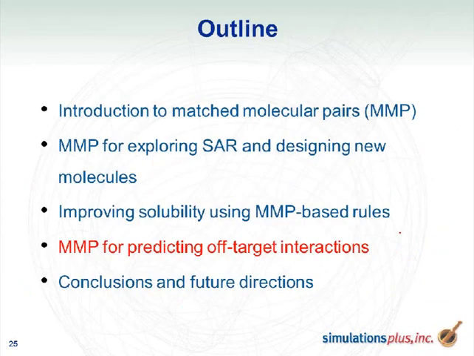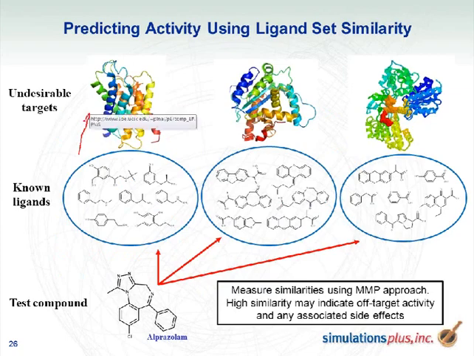Okay. So in this final section, I want to discuss using matched molecular pairs for predicting off-target interactions. So basically what we're using here is the maximum common substructure and the similarity approach to find compounds similar to our query molecule. If you have ligands that are known to interact with a certain receptor, and you find a match between your query molecule and one of these ligands, then your query molecule is likely to hit that same target.